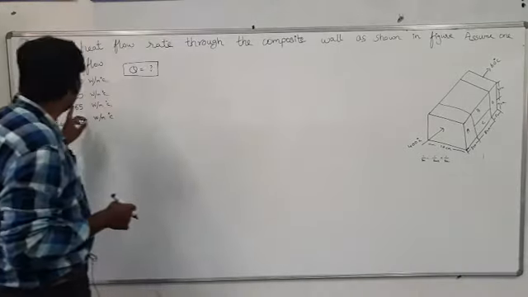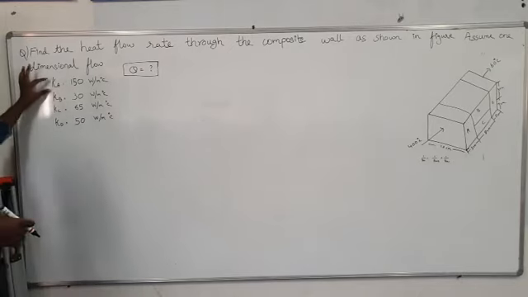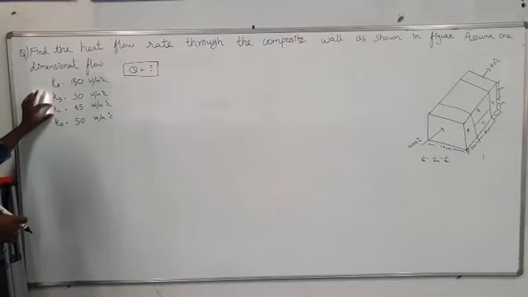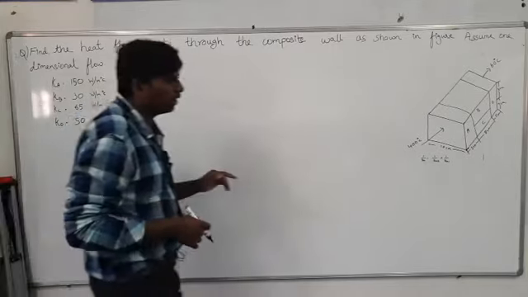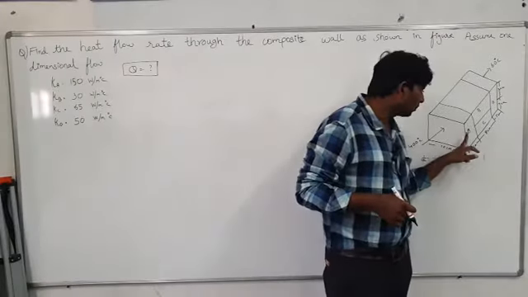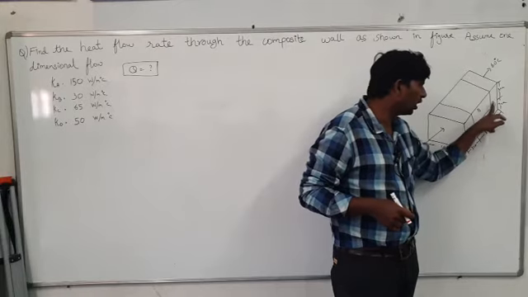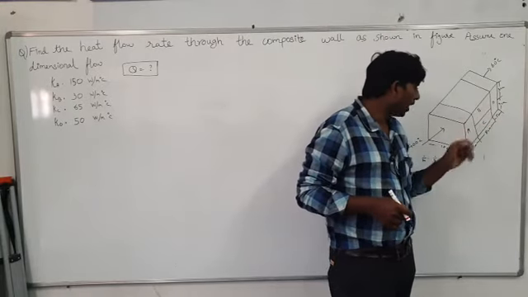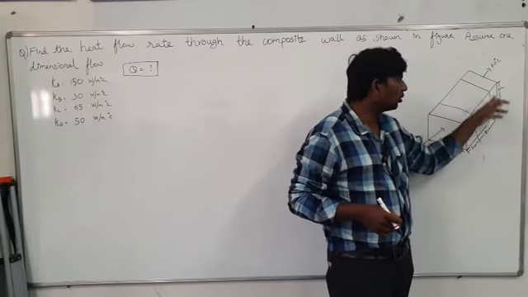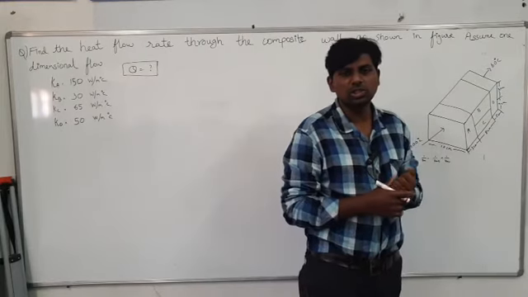Here the Ka value is given. K is known as the thermal conductivity. Kb is for the second material, Kc for the third material, and Kd for the fourth material. How many materials are given here? This is material 1, this is material 2, this is material 3, and this is material 4. As you can see here, the dimensions are also given.